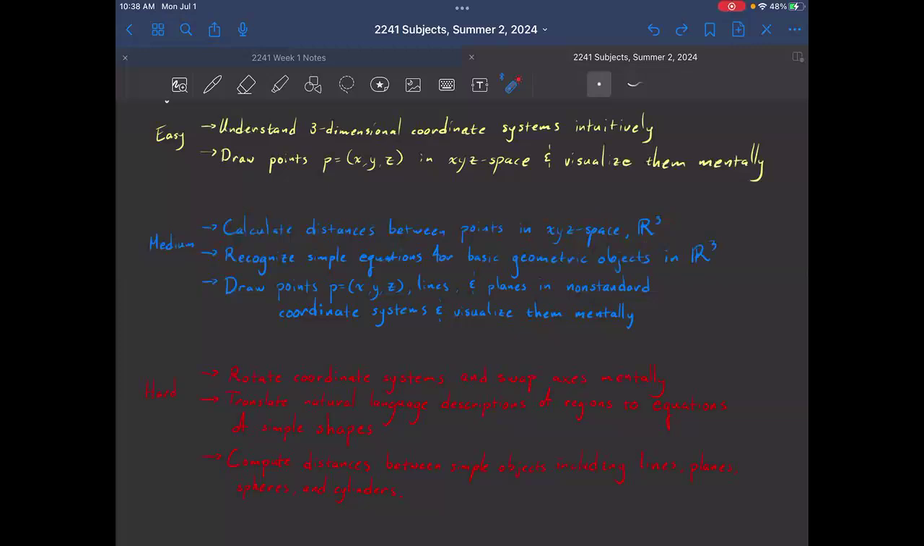The second objective here, in the medium section, is to recognize simple equations for basic geometric objects in R3. So this is things like spheres or cylinders or planes, lines, anything like this. You should be able to recognize when an equation represents one of those things. And similarly, object, you should be able to write out an equation.